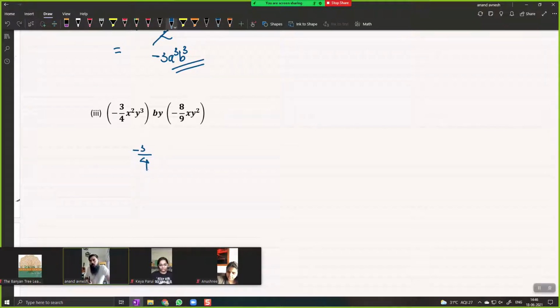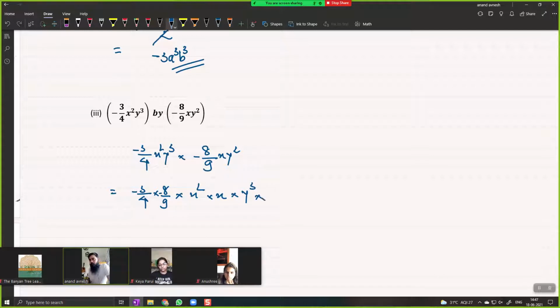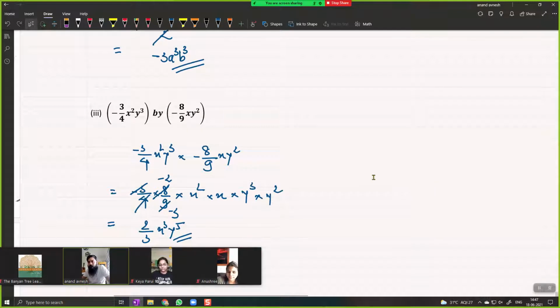Minus 3 by 4 x square y cube multiplied by minus 8 by 9 x y square. Here I'm going to write minus 3 by 4 times minus 8 by 9 together because they both are numbers, and then x square multiplied by x, and then y cube multiplied by y square so that I can multiply them easily. Here 4 2s are, and here 3 3s are 9. So minus 2 by minus 3 is nothing but 2 by 3. X square into x is x cube, y cube into y square is y raised to 5. Is it correct? Yes, sir, it's correct.